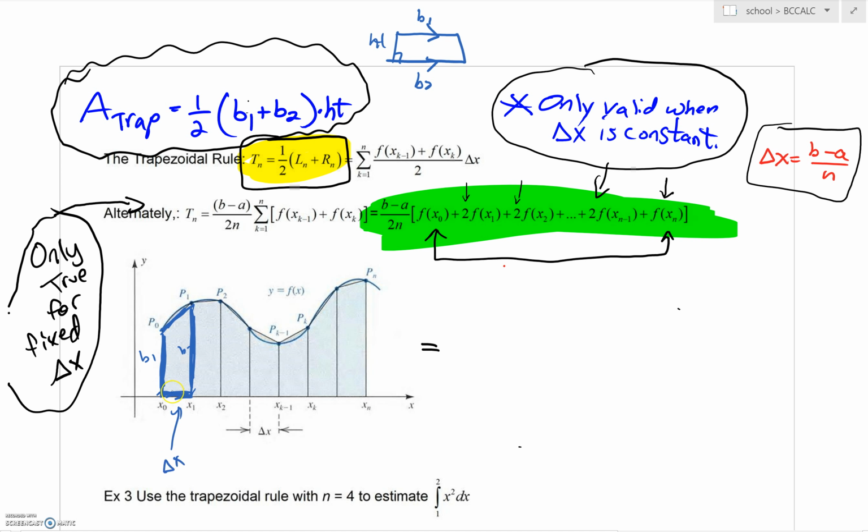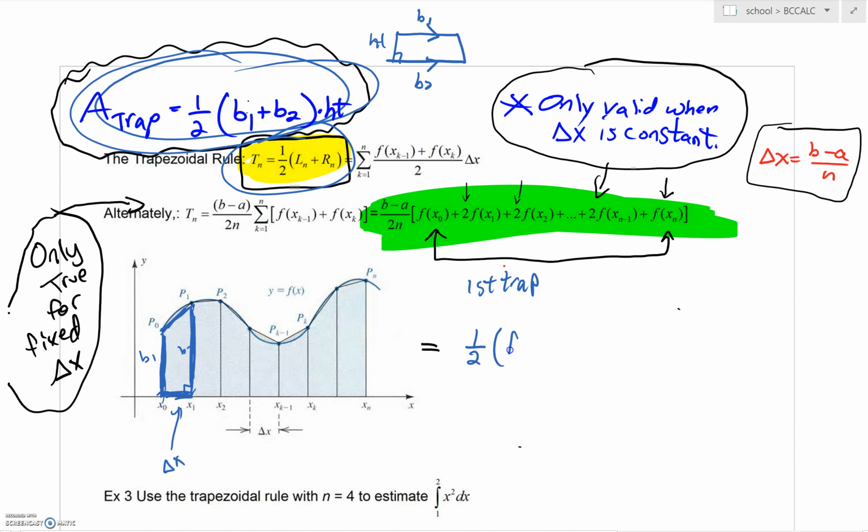Delta x is your height. Delta x is going to be your height. So here's your first trapezoid. We're going to follow this basic property from what we learned back in geometry. 1/2, well, what's your first base? Well, it's a y value. It's f of x sub 0. Plus, what's your second base? Well, you can see these are your parallel sides. That's f of x sub 1. And what's your height? Well, your height is actually delta x.